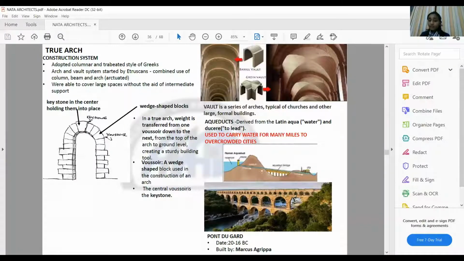So one example you can observe is a reservoir, right? The concept of a reservoir where the water is stored, and then you have these conduits which take the water with the help of these aqueduct bridges to the main city. So that is how the water was carried from the reservoir to your cities. One of the examples that you need to remember is the Pont du Gard, which was built by Marcus Agrippa, which dates back to about 20 to 16 BC.